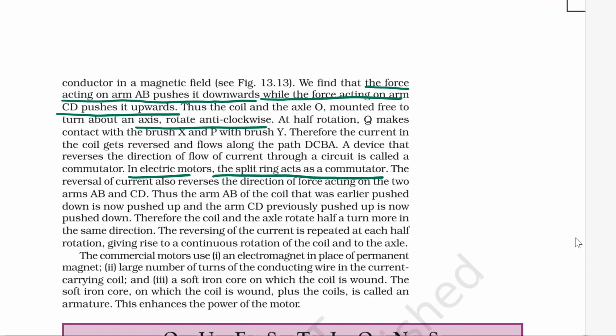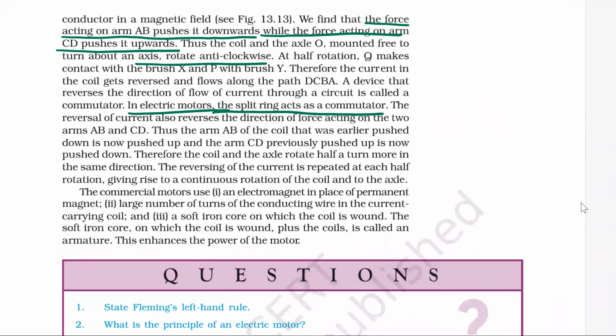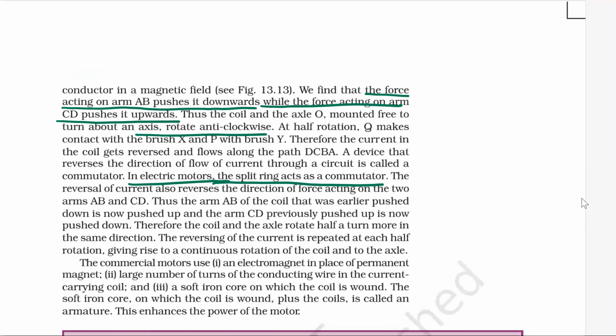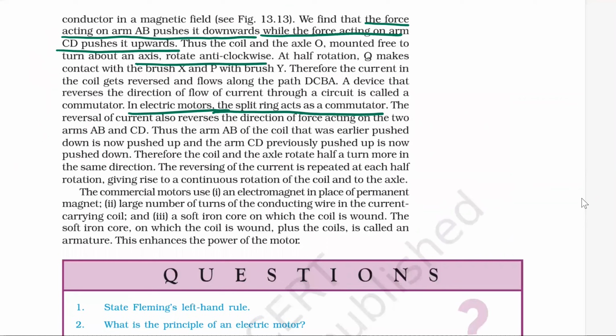So because of that, when it gets reversed, the arm AB, which was moving downward, will now be moving upward, and the arm CD will be moving downward. So this way, the coil will cover one complete rotation, and because of the electric current, the coil moves, and this way the electric motor works.